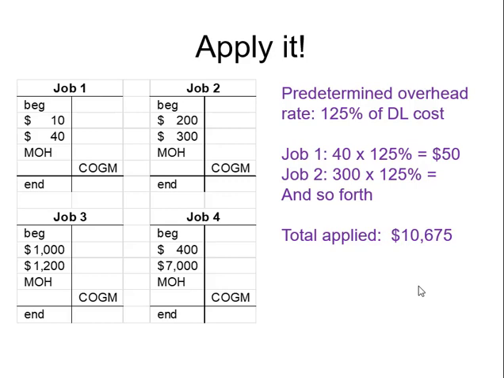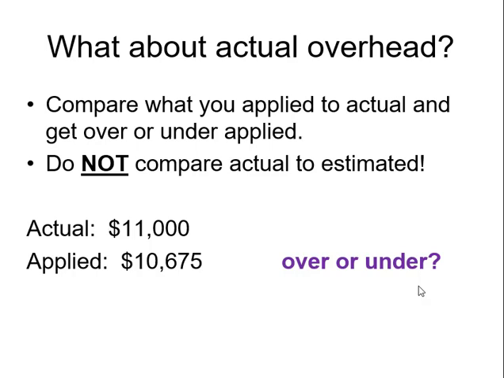And we would compare the applied to the actual. There's a real tendency for learners in this area to compare what was applied to the original estimate. Do not do that. We're going to compare what you applied to the actual, and it will give you an over or under, that you either applied a little bit too much or a little bit too little. When you apply too much, you remove the difference between actual and applied and adjust cost of goods sold. If you overapplied, back that little amount off of cost of goods sold. If you underapplied, you add that little underapplied bit to cost of goods sold.